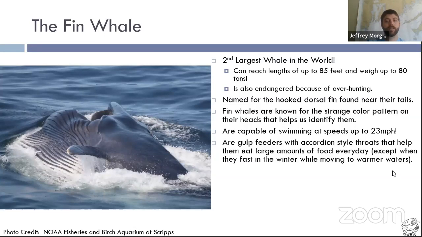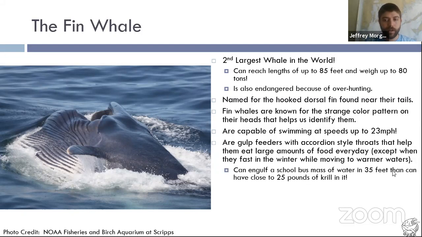They are gulp feeders, and they're able to do this because of the plates that they have. If you're looking at the picture here, these are rorqual whales, just like our humpback, and they use the plates as basically an accordion, so they can open them up really wide and take in massive amounts of water. Our fin whale can actually engulf the mass of a school bus in about 35 feet, which for them, they can get about 25 pounds of krill from. So they move really quick and they take in large amounts of water.